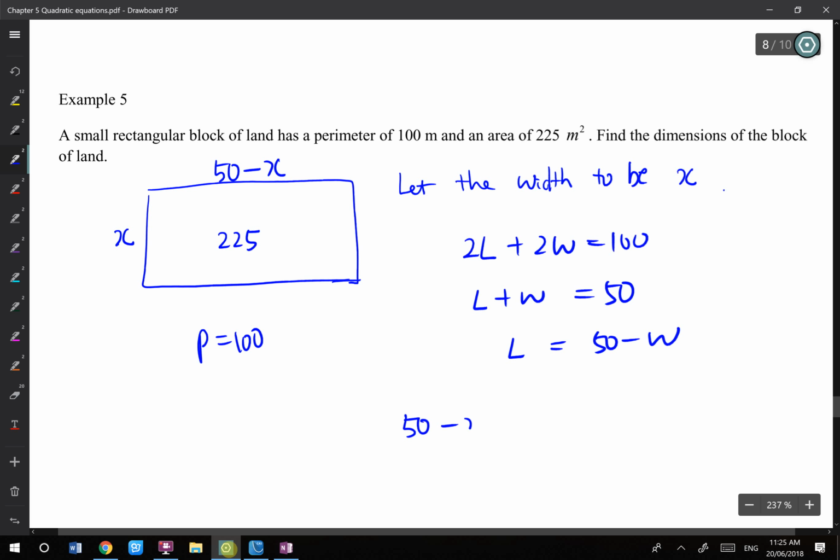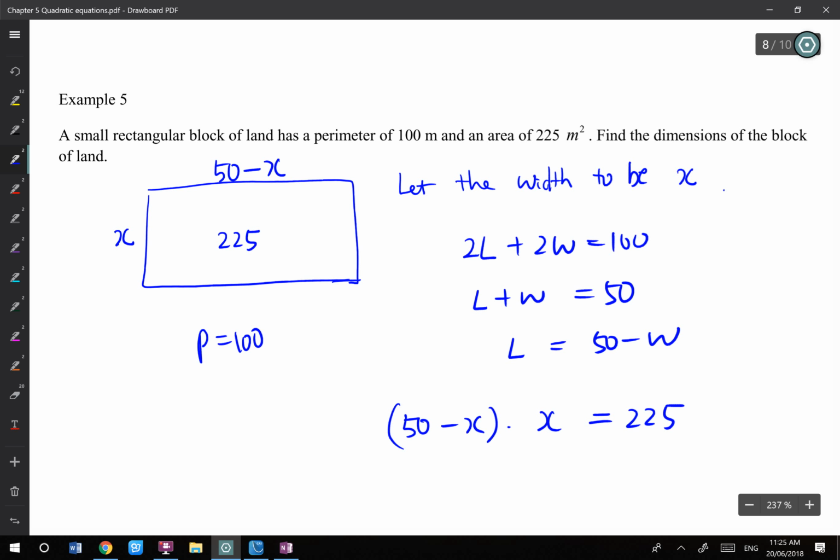Then I can set up the equation as length times width equals 225. When you finish, you can leave, and you can solve that in the Friday lesson.